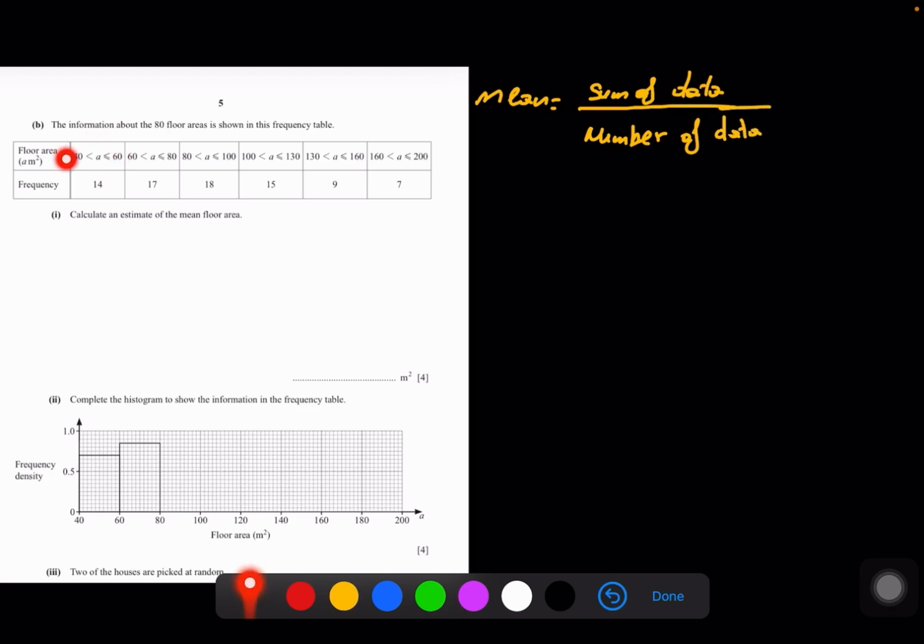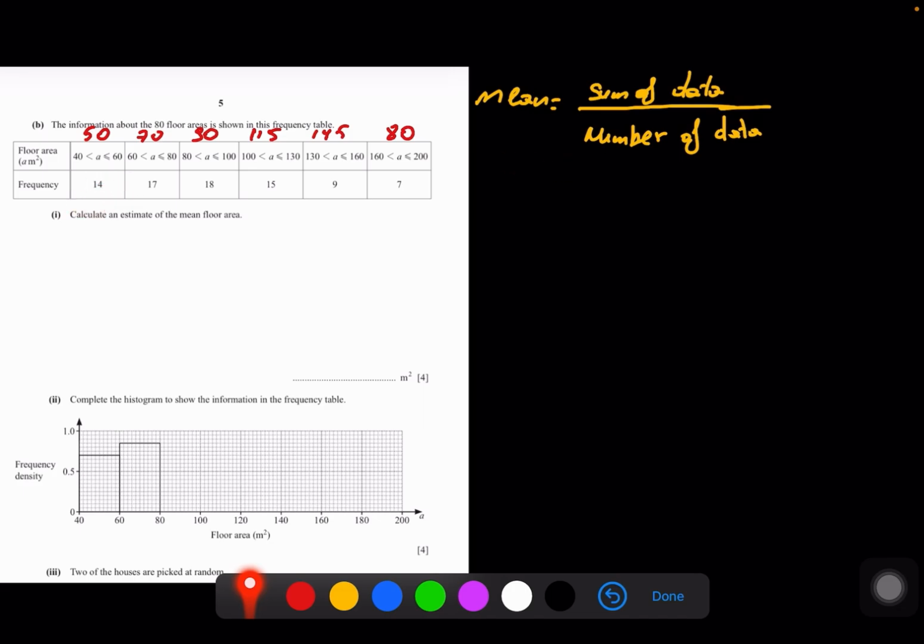But if the data is given like this, as intervals, we have to find a midpoint for each of them. To take an example, the interval is between 40 and 60. We have to find the midpoint for this one. 40 plus 60 divided by 2, that is 100 divided by 2, which will be 50. Secondly, 60 plus 80 divided by 2 will be 70, then 90, 115, 145, and this will be 80. Calculate the estimate of the mean.